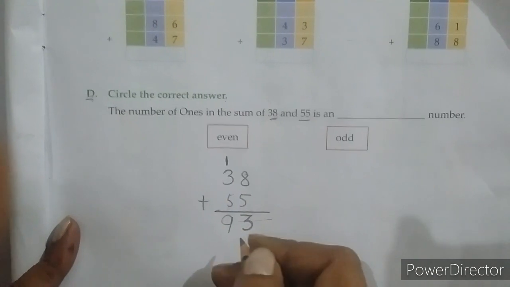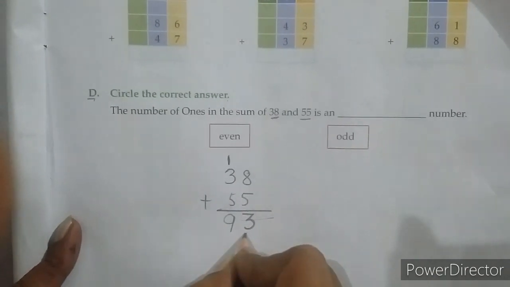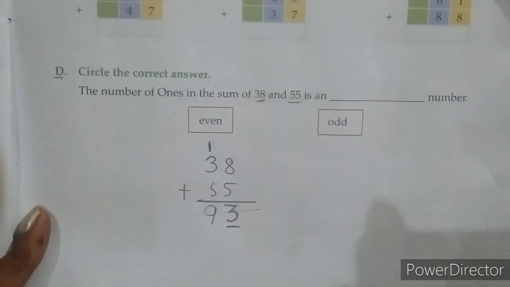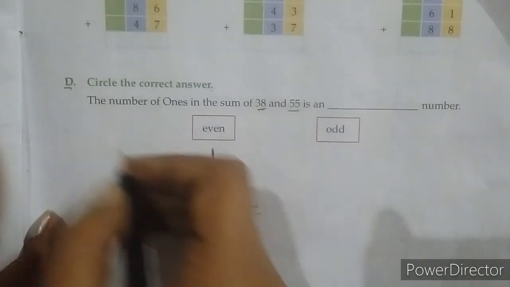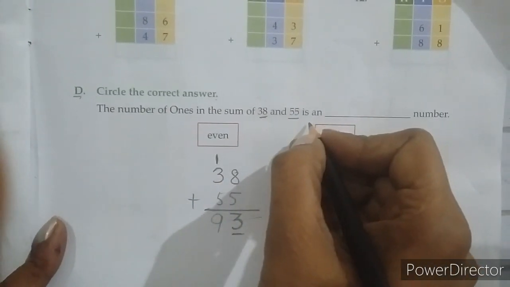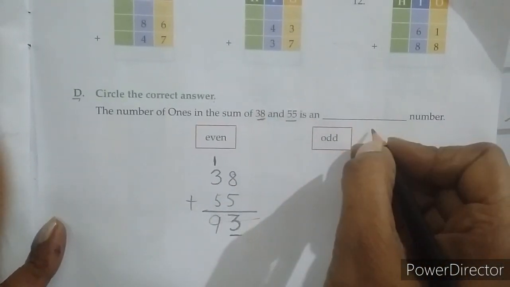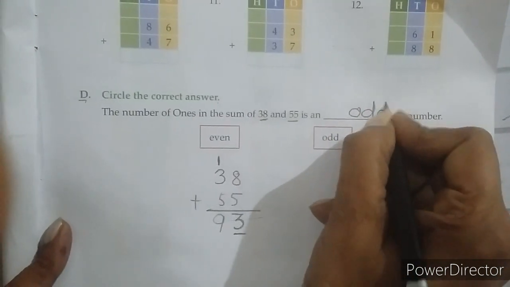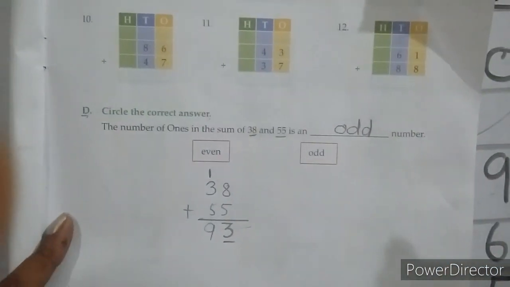Students, see the number in the ones place, 3. So is it odd or even? Very good. The number of ones in the sum of 38 and 55 is an odd number. So write odd number. Okay students? Very good. Now come to the next.